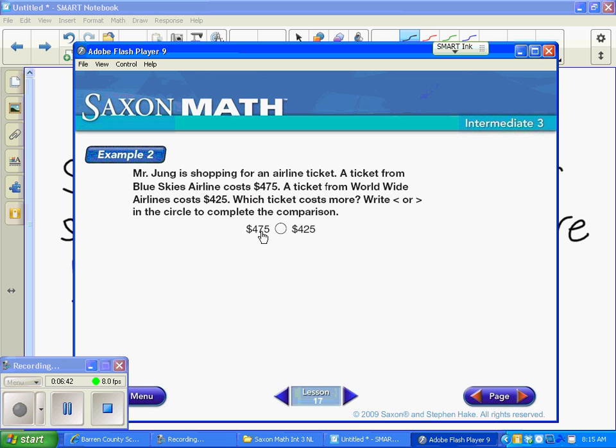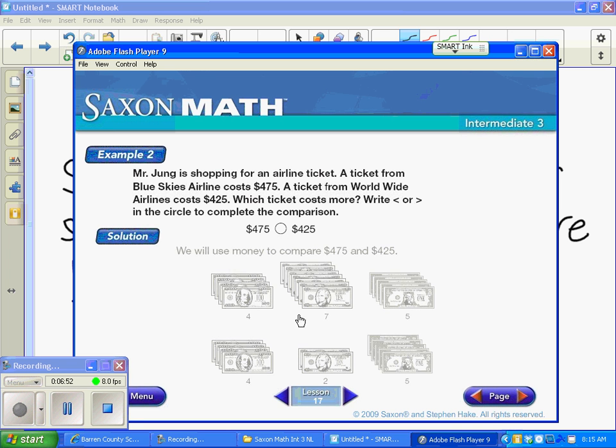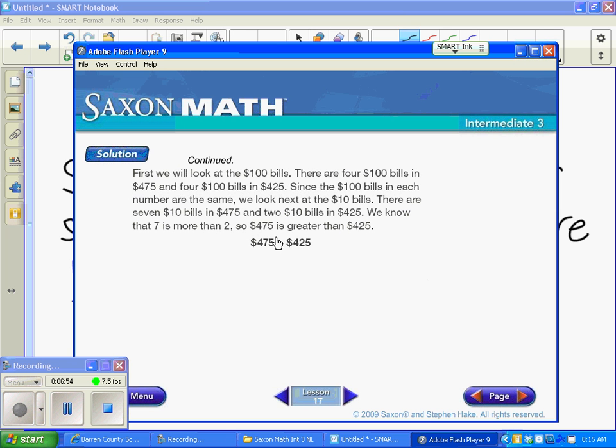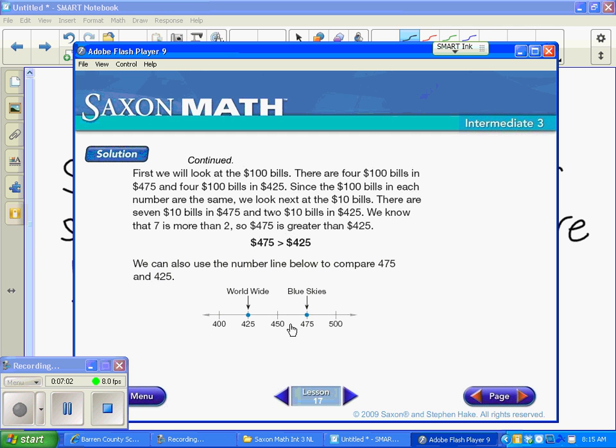And so, what should I write? If I have to read $475 first, what goes in the comparison symbol? Greater than, yes, greater than, right there. That's right. And they even gave proof. They drew it out. They showed us on a number line.